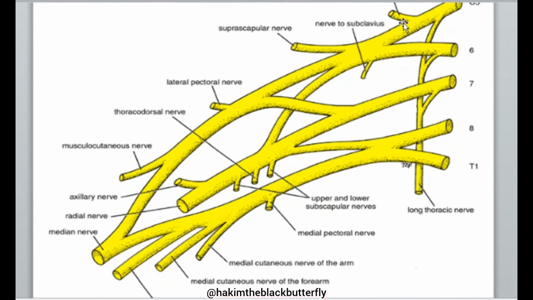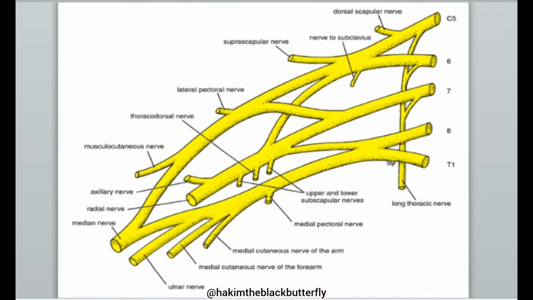There is another nerve here. Very important. This nerve is known as the dorsoscapular nerve. It is a branch from the C5 root. We are going to see that this nerve is going to supply muscles known as rhomboid major and rhomboid minor and levator scapulae, the muscles of the scapular region.